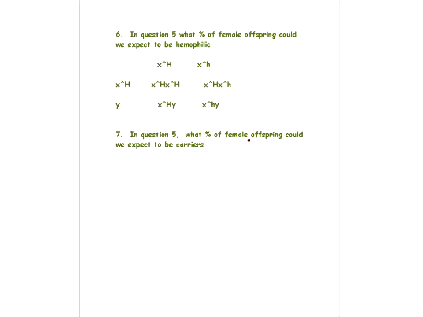Okay, the next question says, what percentage of female offspring would be expected to be carriers? Well, if you're a carrier for a disease, that means you have at least one gene that is the disease trait. And that would be this one here, X capital H, X small h. So what percentage of females? Well, 1/2, right? And we would just convert that to a percent. Okay.